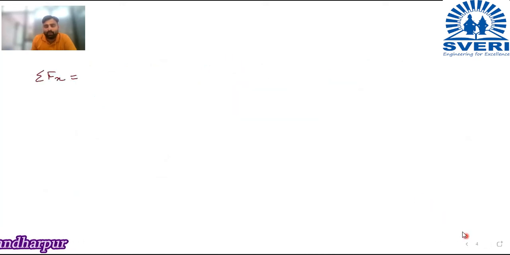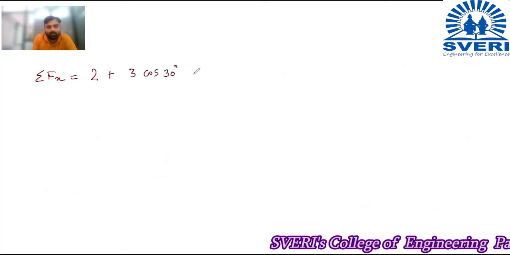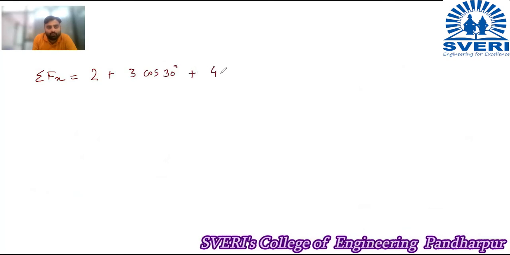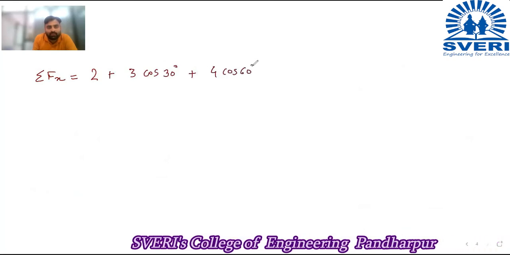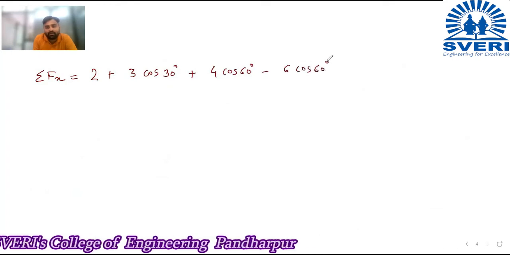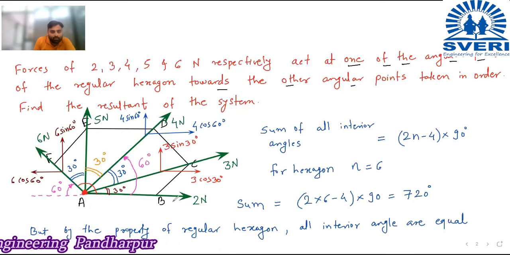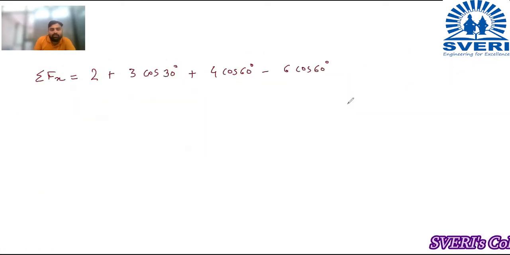So now I will write all the forces over here. First force is 2, second is 3 cos 30. Please check all the forces. Then 4 cos 60. Then minus 6 cos 60. Is anything left? 4 forces we have written over there: 1, 2, 3, 4. Okay. So now solve this. Let me know the value of summation fx.